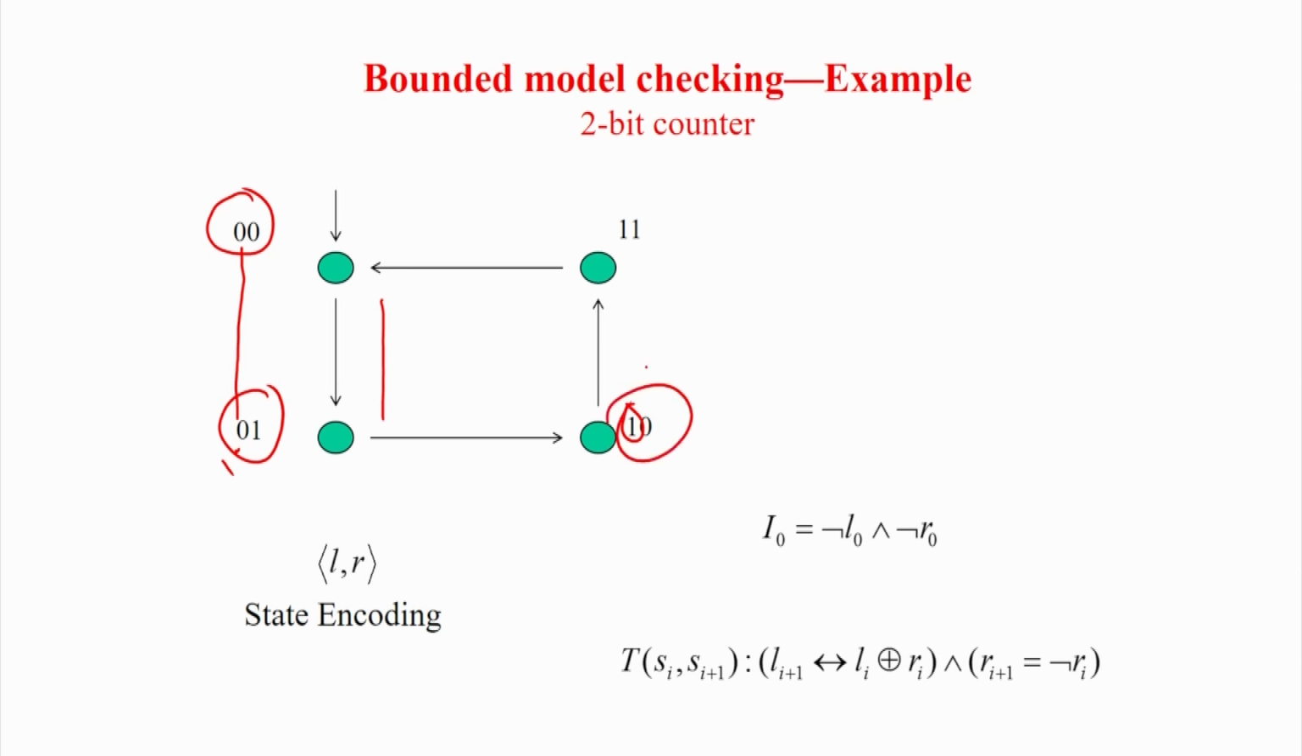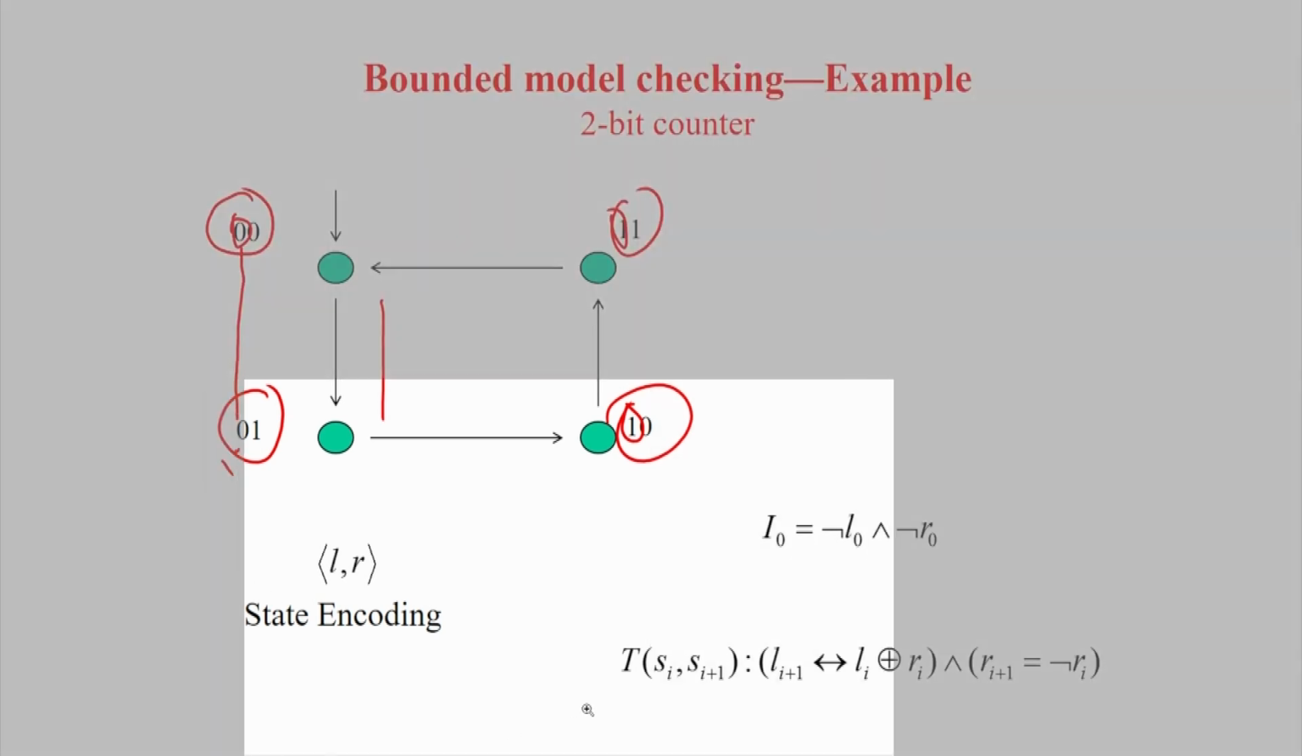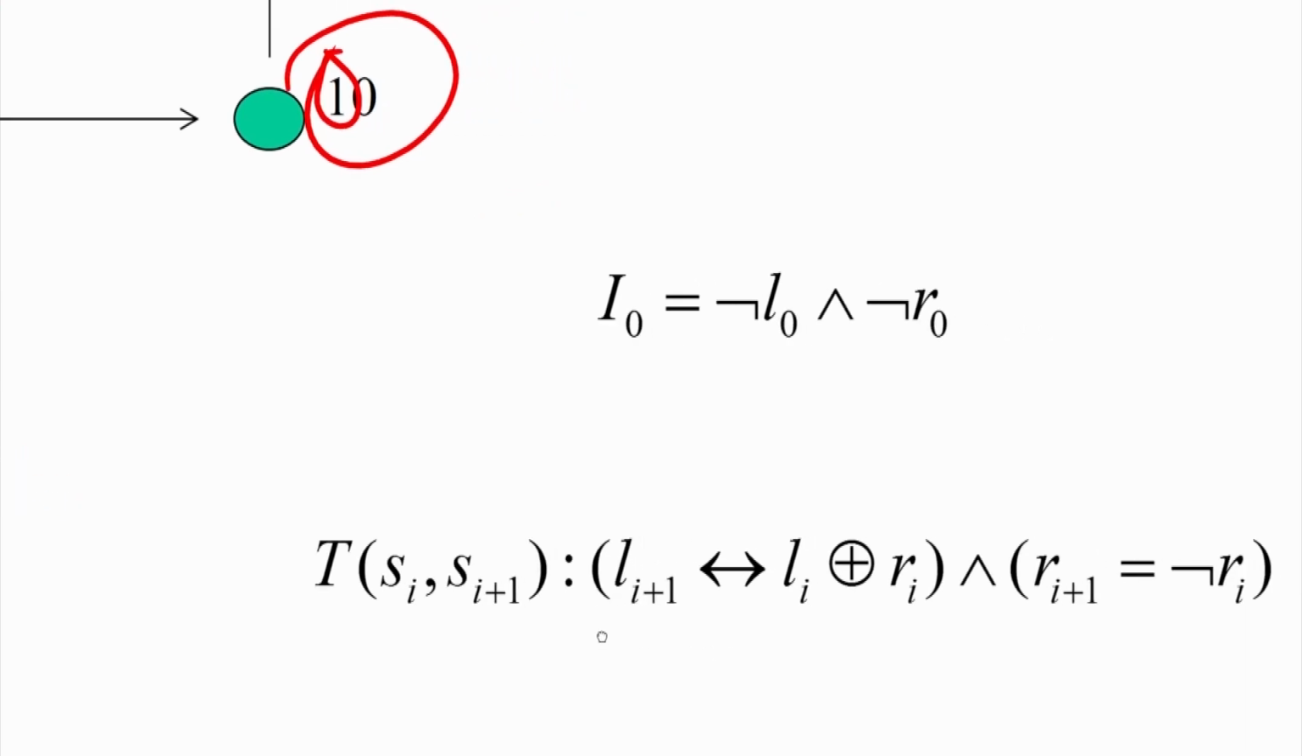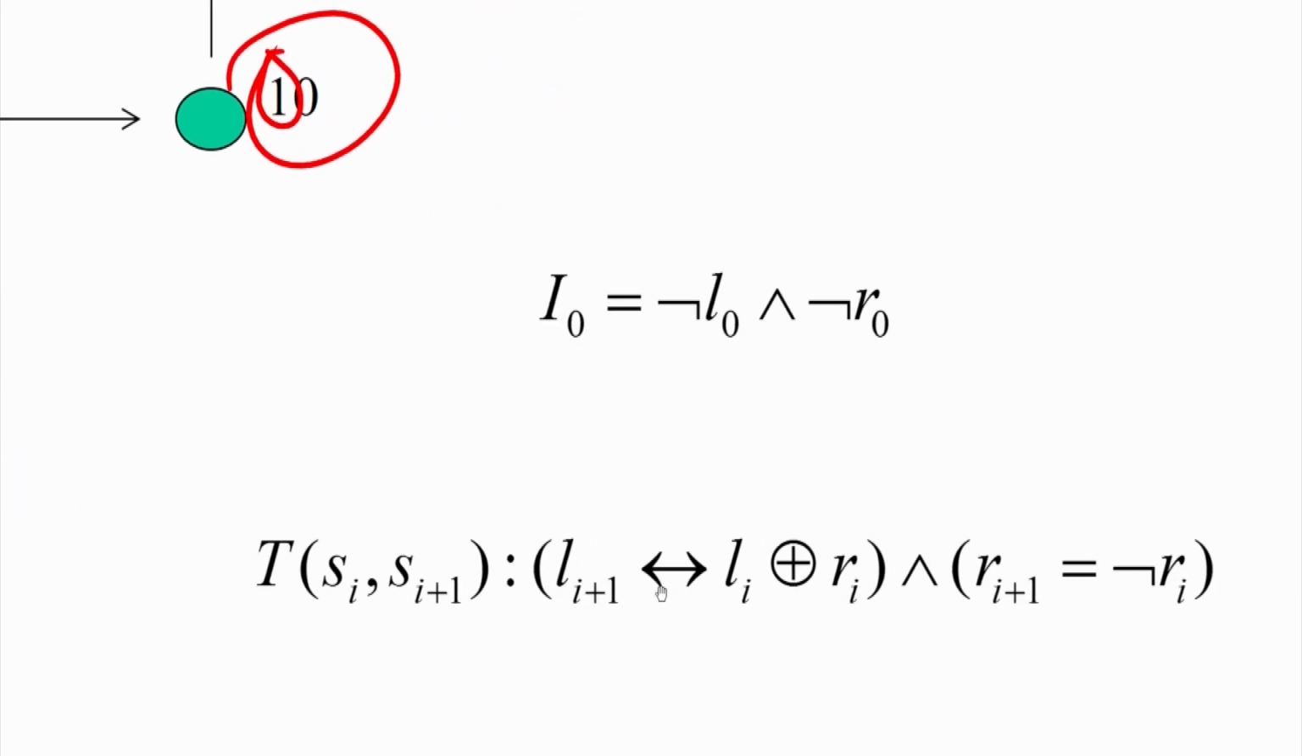Now 0 and 1, if you are XORing, you get a 1, so the MSB is a 1. Now 1 1 XOR is a 0, so again you get the MSB as a 0. So the MSB can be very easily represented by the fact that L i+1 if and only if Li XOR Ri.